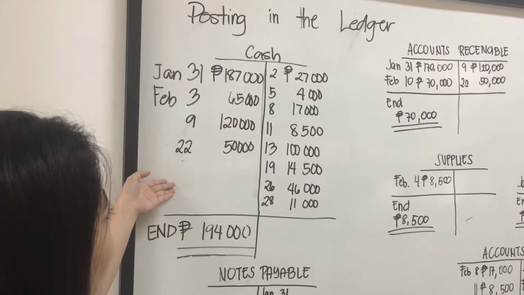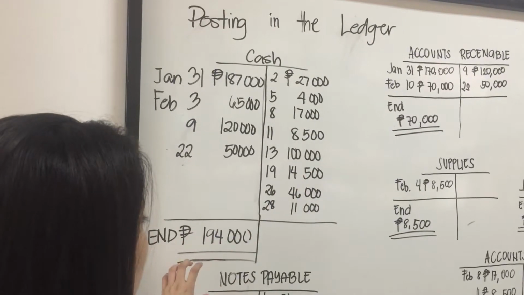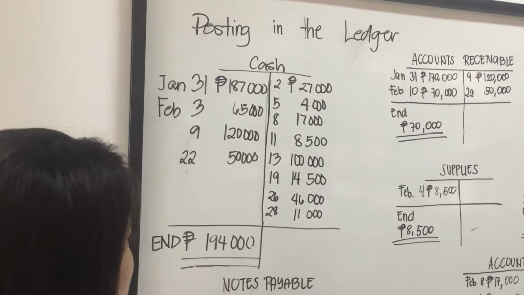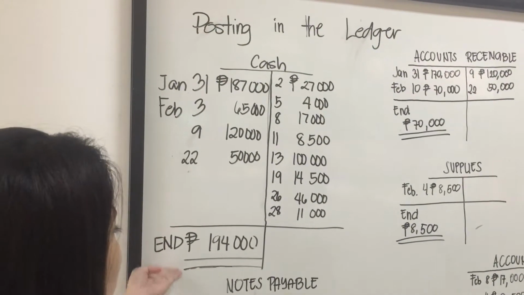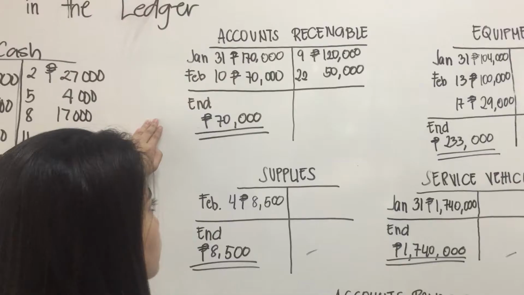The normal balance of cash is debit. So when we subtract it, we will get the total balance of 194,000, and we will put it in the debit side because this is our normal balance for cash. And don't forget the double rule.